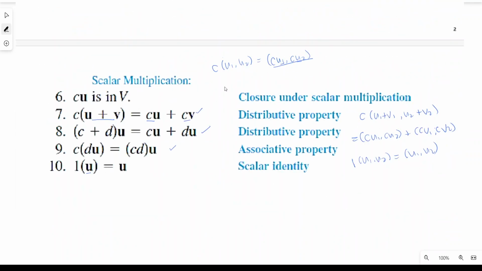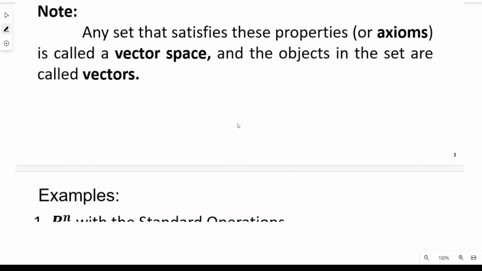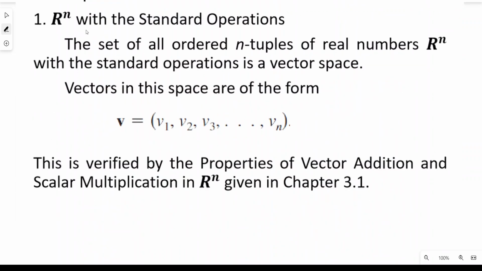So indeed, you can extend this length of ordered n-tuple into n to show that Rn is indeed a vector space under the standard operations. The standard operations are your component-wise addition and the ordinary scalar multiplication.